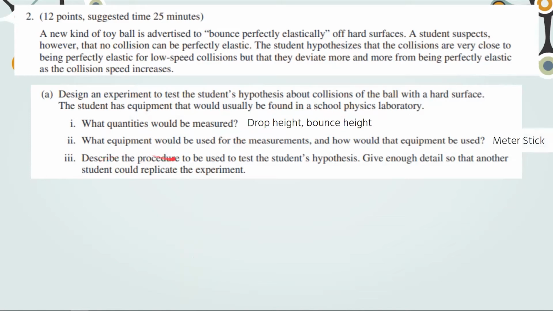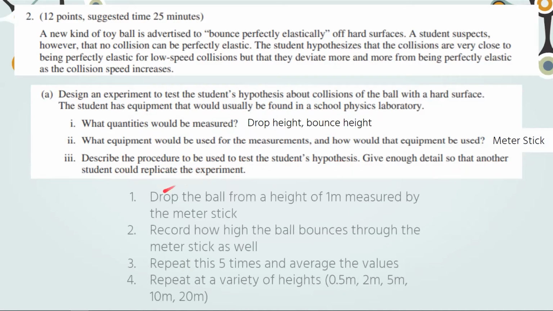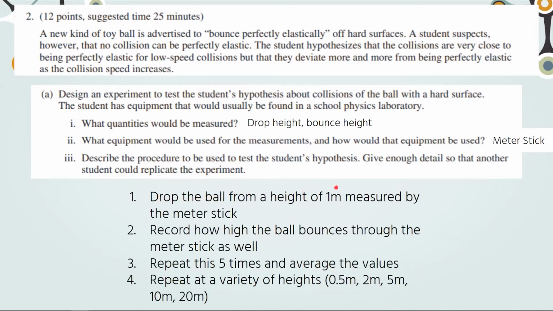Now we have to describe the procedure to be used to test the student's hypothesis. Give enough details so that another student can replicate the experiment. As I said earlier, first drop the ball from a height of 1 meter measured by the meter stick. Then we will record how high the ball bounces with the meter stick as well. Now we can repeat this 5 times and average the values to ensure accuracy, and then repeat at a variety of heights, which I included a few examples here, so we can compare the low height collisions and the high height collisions.